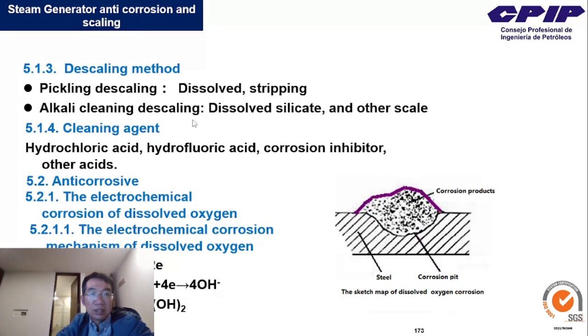Descaling methods: pickling descaling, which dissolves stripping, and alkali cleaning descaling, which dissolves silicate and other scale. Clean agents: hydrochloric acid and hydrofluoric acid, corrosion inhibitor, and other acids.